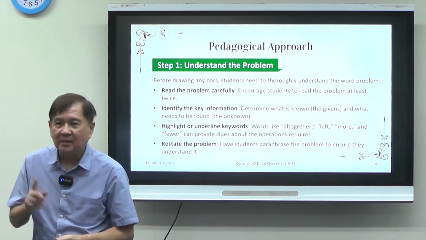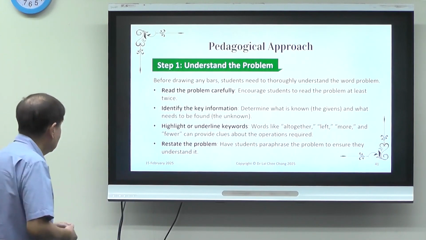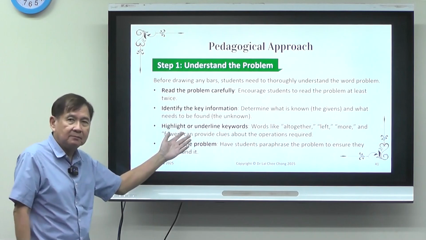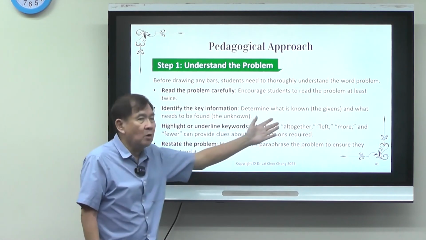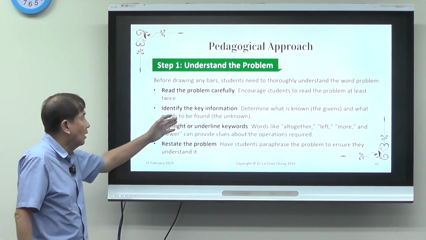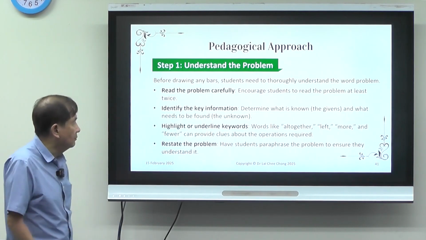So you read once, you may miss out. You read it twice. Now, identify what the key information there. That's important. What is given? The known one, or I know something. Or what needs to be found? The unknown.